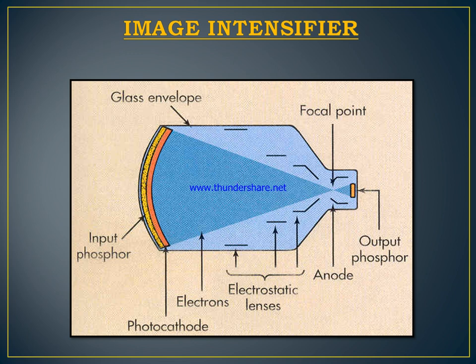This is a diagram of an image intensifier. The image intensifier has an input phosphor and an output phosphor in an outer glass envelope. This is the anode, and this point is the focal point. These are the photocathode, and these things emitted from the input phosphor are called electrons. These are the electrostatic lenses.